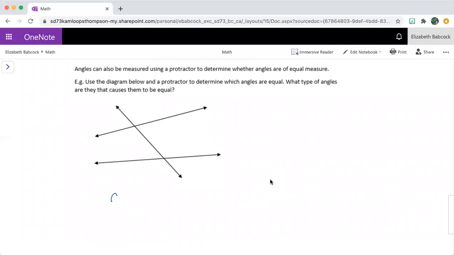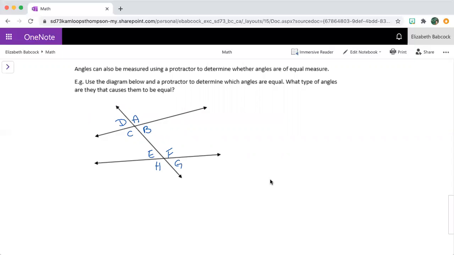When we are talking about angles, angles can also be measured using a protractor to determine whether two angles are of the same measure. If we are using a protractor, I'm going to label my angles. Let's do them this way this time. A, B, C, D, E, F, G, H.